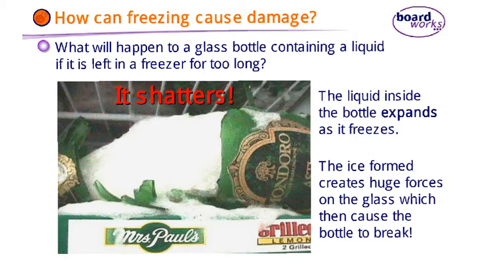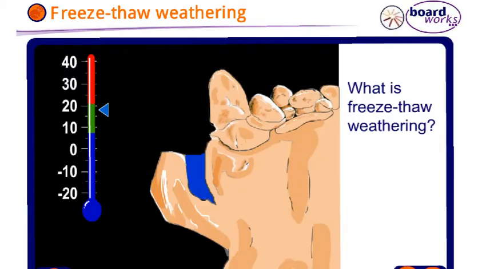Imagine you have put a glass bottle containing liquid in the freezer. What do you think will happen? Exactly. The bottle shatters in your freezer and you have a messy job to clean up before Mum gets home. Freeze-thaw weathering happens the same way in rocks.